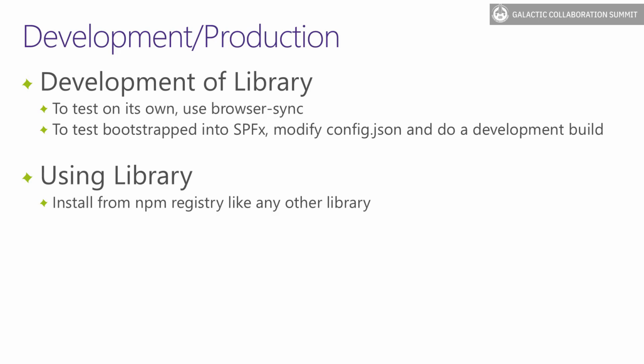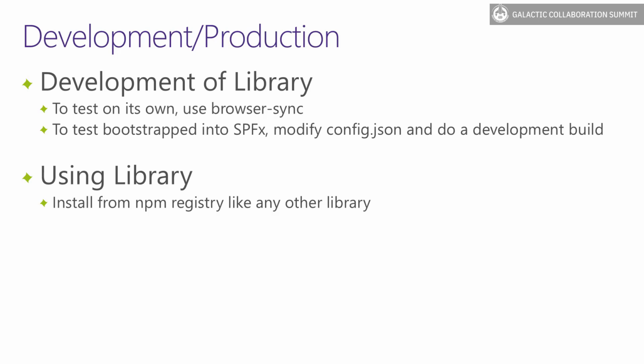So you could test it locally within the project by just sort of bootstrapping into the page, an index.html page. But you can also test it bootstrapped into the SharePoint Framework, again, making that modified config.json file to point to the localhost that's serving up your library. And then in SharePoint Framework, do a development build instead of a production build. And if you deploy that development build out to SharePoint, then you can put the app customizer or the web part on any page, and it will serve your code up from your localhost.